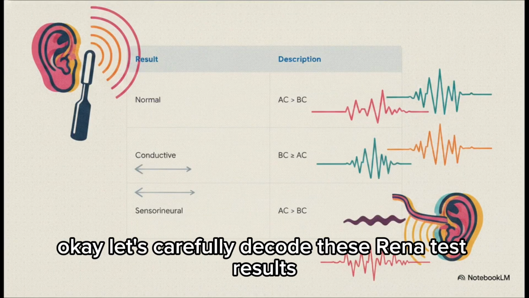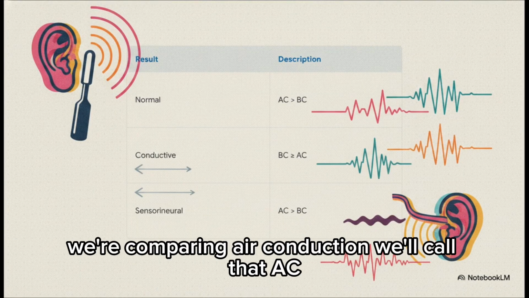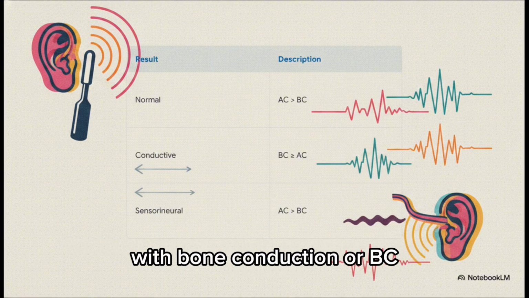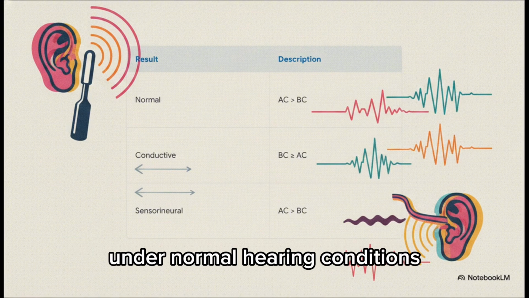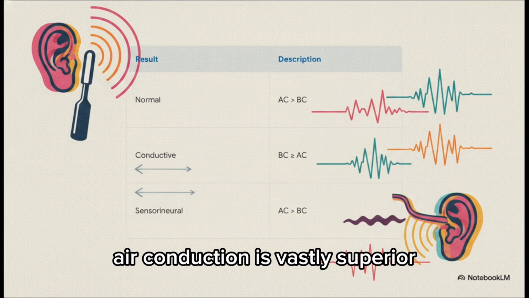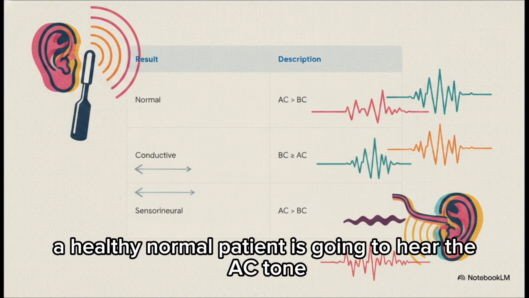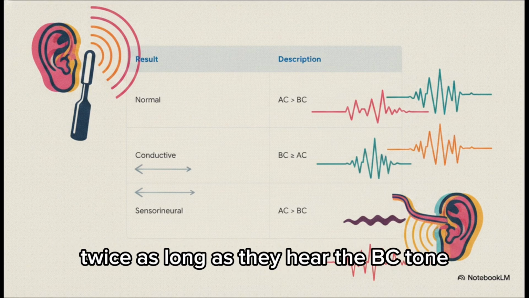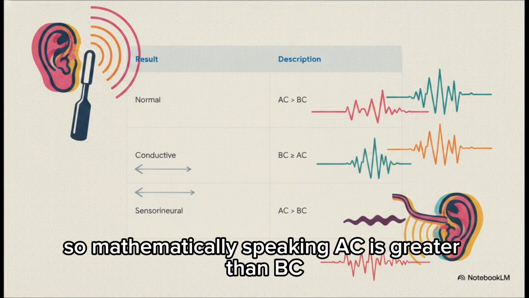Okay, let's carefully decode these Rinne test results. We're comparing air conduction, we'll call that AC, with bone conduction, or BC. Under normal hearing conditions, air conduction is vastly superior. A healthy, normal patient is going to hear the AC tone twice as long as they hear the BC tone. So mathematically speaking, AC is greater than BC.